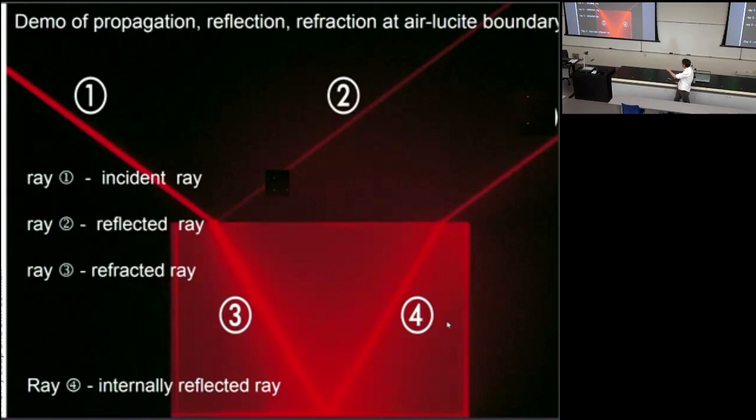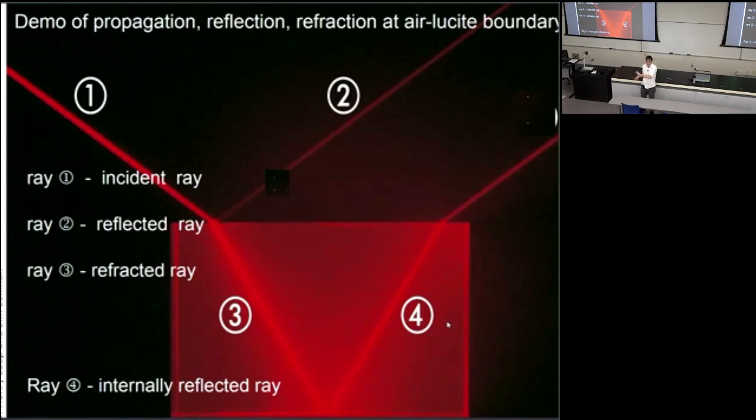So here's an incoming ray. It's labeled number 1. It's the incident ray. You see it's traveling in a perfectly straight line. It's traveling through air, a uniform material, and so it travels in a straight line. It strikes this boundary, and it illustrates an important point. I talked about reflection off mirrors, and I talked about refraction for the diamond, but in general, when there's a boundary, you get both reflection and refraction. So some of the light gets reflected, some of the light gets refracted.